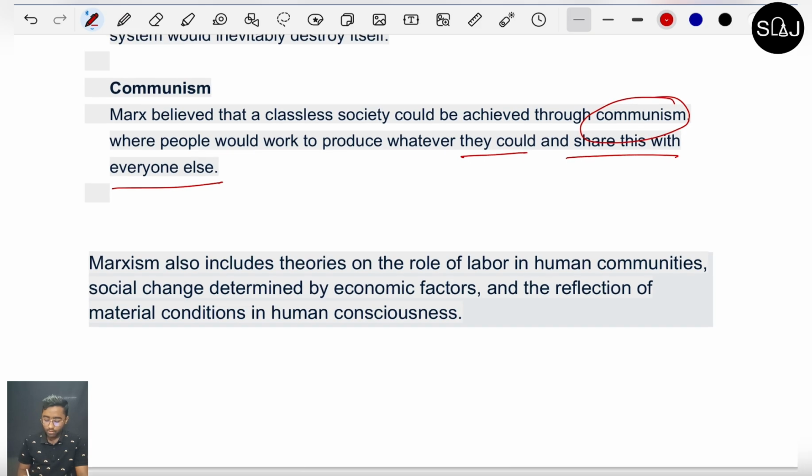Marxism also includes theories on the role of labor in human communities, social change determined by economic factors, and the reflection of material conditions in human consciousness.